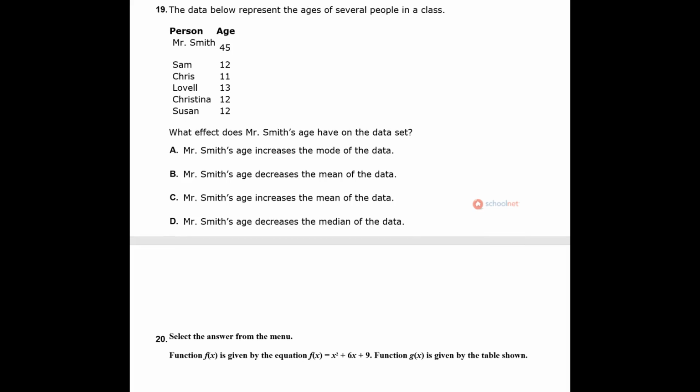All right, it says the data below represents the ages of several people in class. What effect does Mr. Smith's age have on the data set? He is 45. Look at the rest of these numbers. What is that going to do? It's going to cause the mean to increase. That's one thing we know. So for number 19, the answer has to be C.